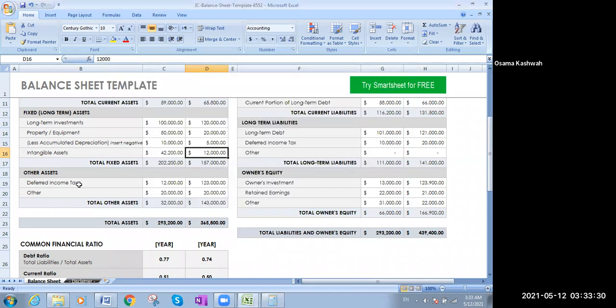I will put here, in the intangible assets, instead of this number, 85,600. I'll check how the balance looks. Exactly, it became 439,400, like here 439,400, and for the year 2022, 293 to 293 as well.